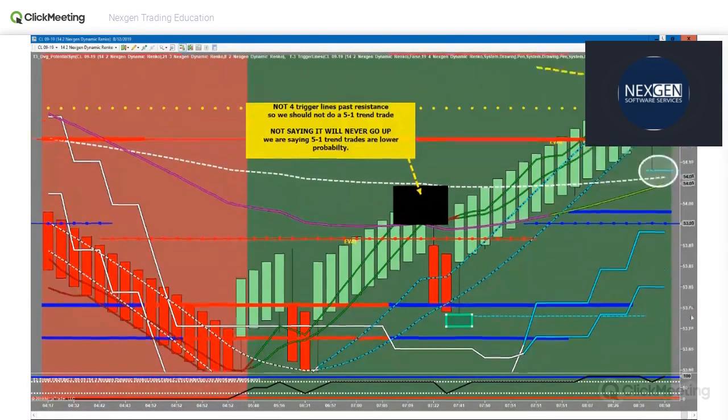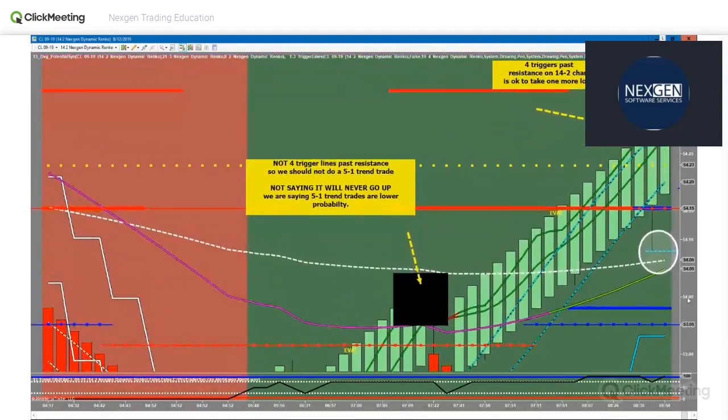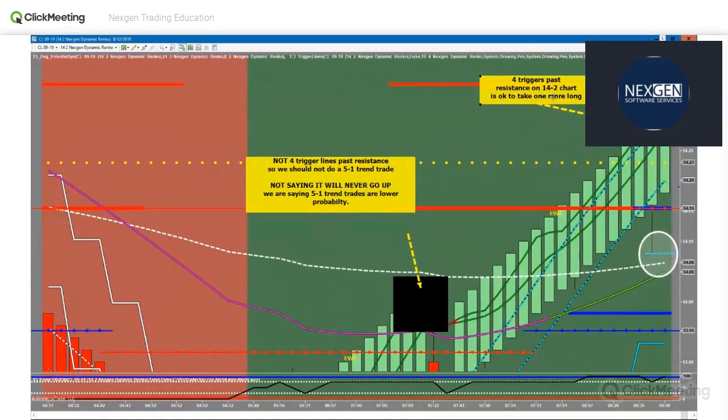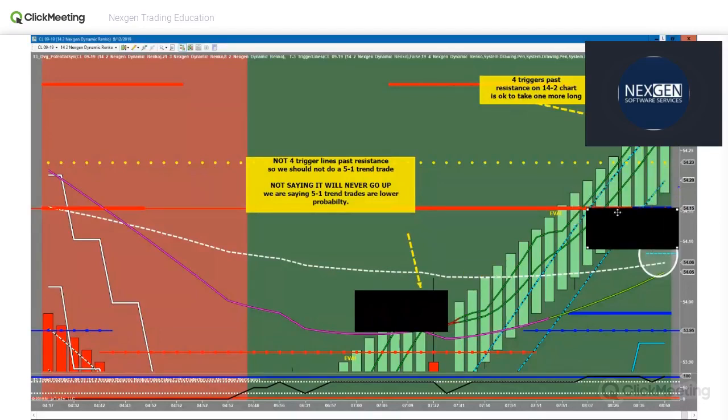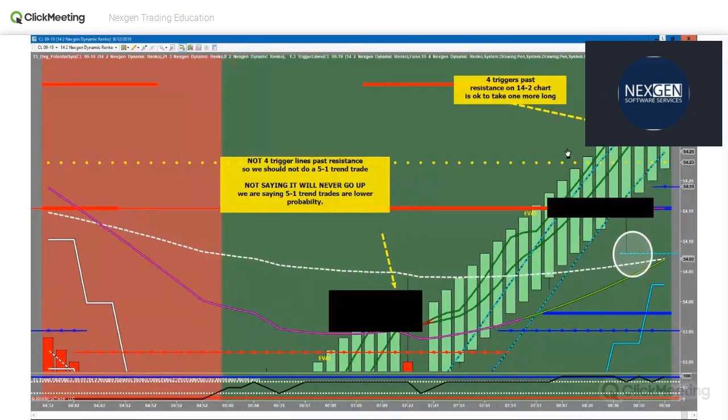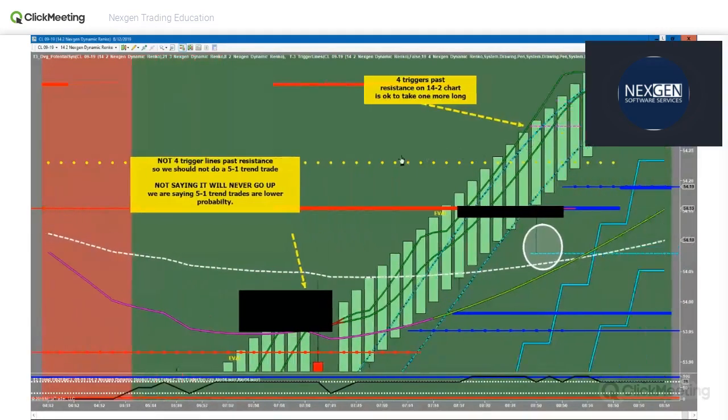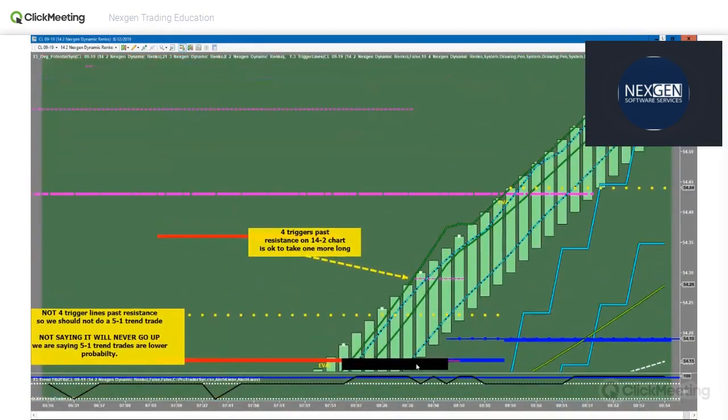Anyway, and then look, the same rule, just to keep going with the rule. Look, 4 triggers past resistance. That's a pretty hard, fast rule, don't you think? When you get resistance, let me use the same box theory here. Here's resistance. And you can count 4 trigger lines past the area, right? So here's your resistance as an absolute area, and then you've got 1, 2, 3, 4 triggers, and that means yes, you should do one more 5-1 trend trade. And then we can use the same logic going forward.